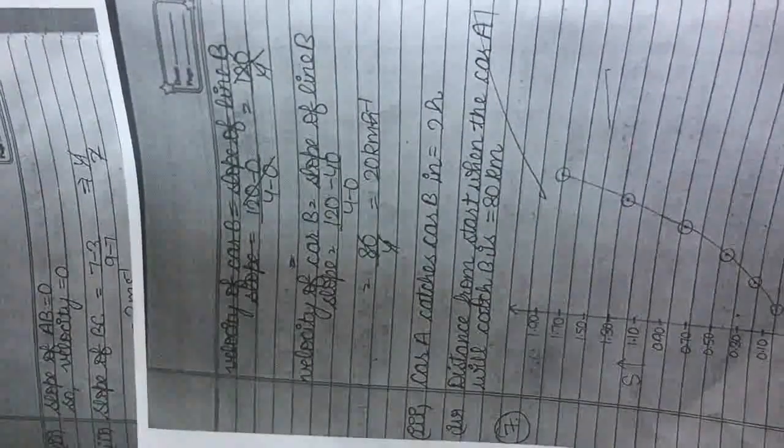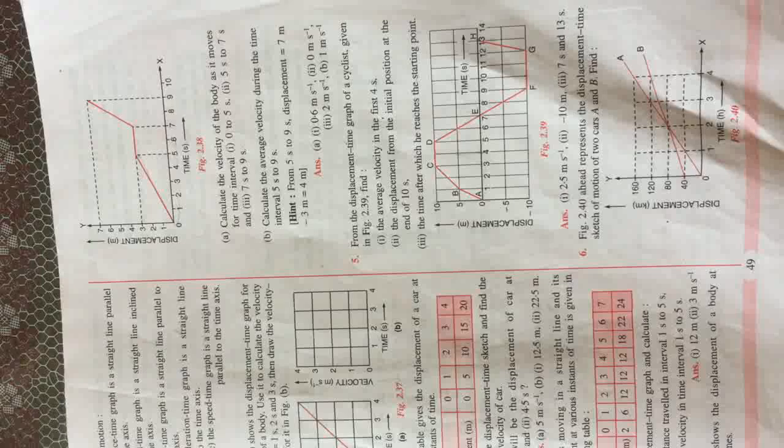Now the third part is the time after which car A will catch car B. So from the graph we can check the time after which both the cars are catching each other. Both are meeting at 2 hours. So it means the time at which they will catch each other is 2 hours. In the fourth part they are asking at what distance they will catch each other, after covering what distance. So the distance is 80 kilometer. So this is how you will solve the numericals. You can note it down.